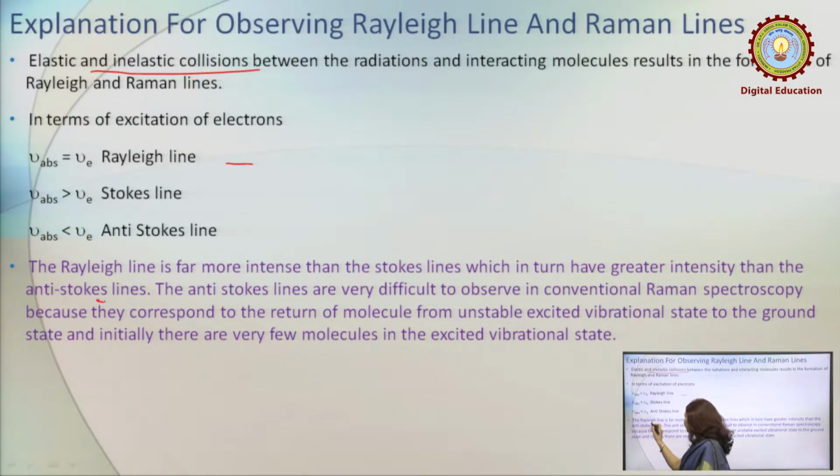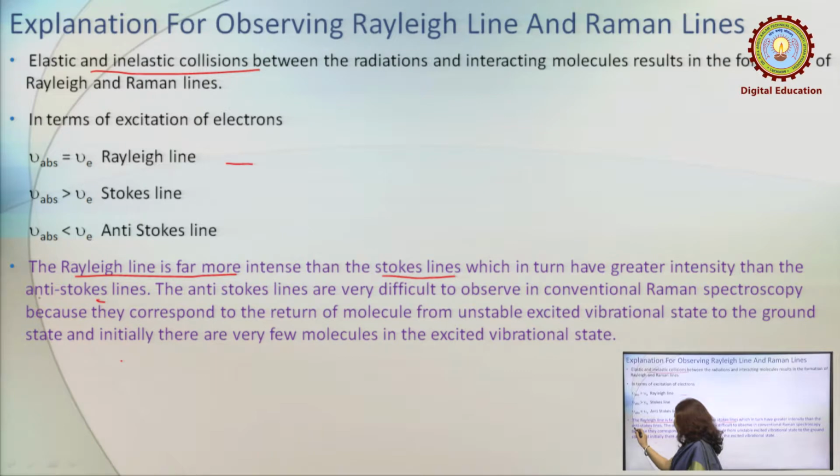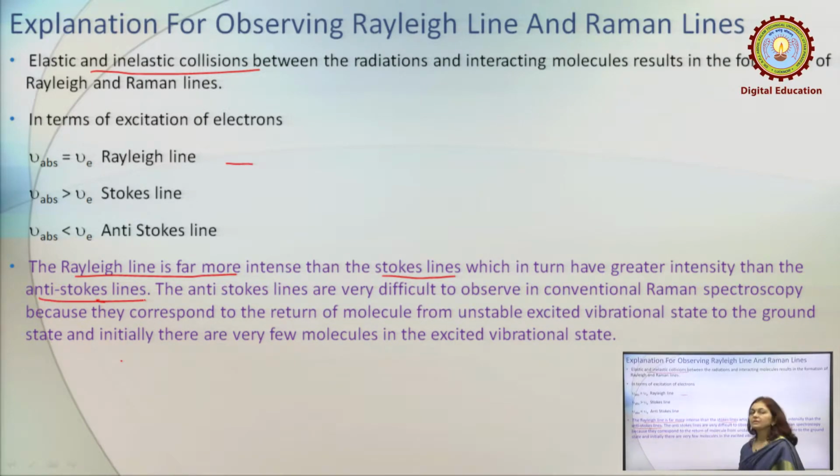The intensity of the Rayleigh line is more than the Stokes line, and the intensity of the Stokes line is very much greater than the anti-Stokes line. The anti-Stokes lines are very difficult to observe in conventional Raman spectroscopy because they correspond to the return of the molecule from an unstable excited vibrational state to the ground state, and initially there are very few molecules in the excited vibrational state.